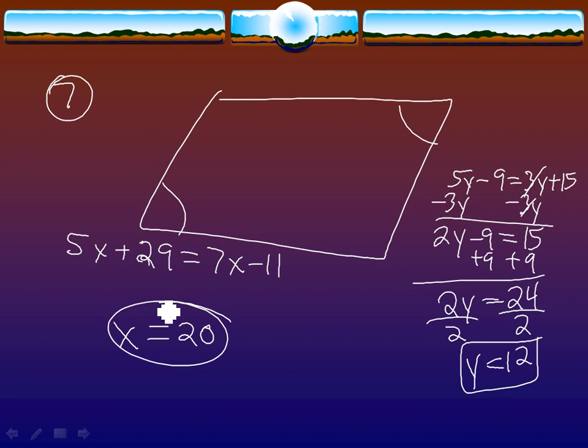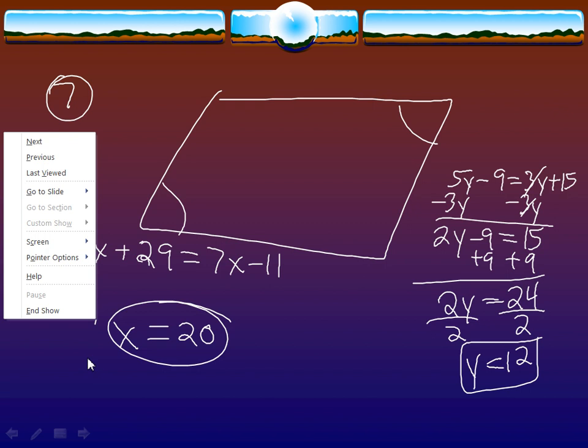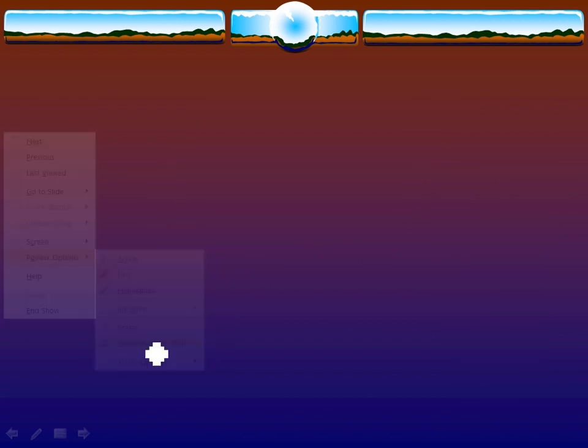Let's do 8 on the last page. We just did 8 on the last page, didn't we? 7. I thought we did 8 earlier. Oh, that was 10. Sorry. Again, on number 8. What do you know about the diagonals of a parallelogram? What do they do to each other? They bisect each other. So tell me one equation we could set up so I don't have to draw the picture.